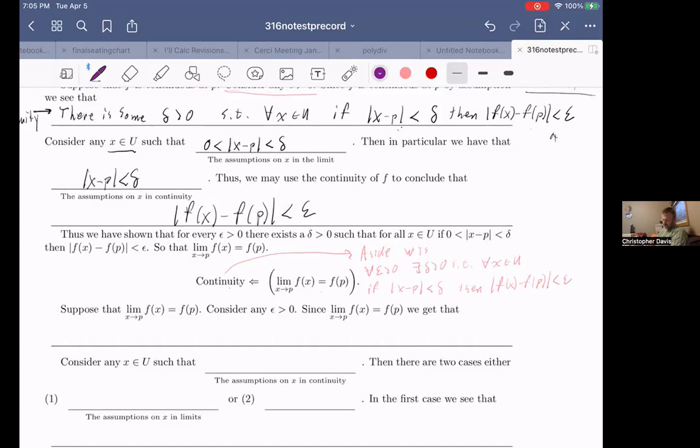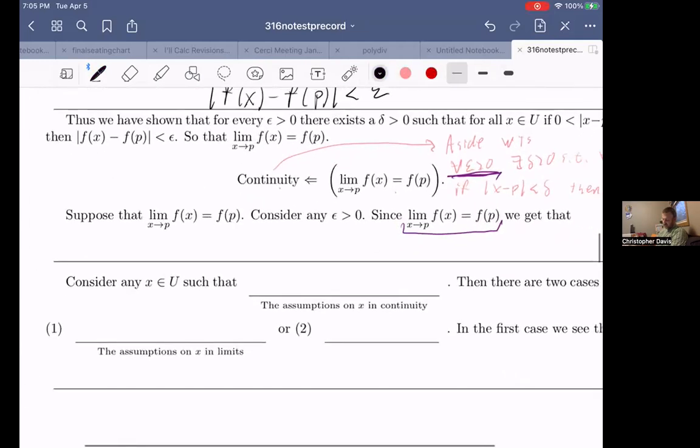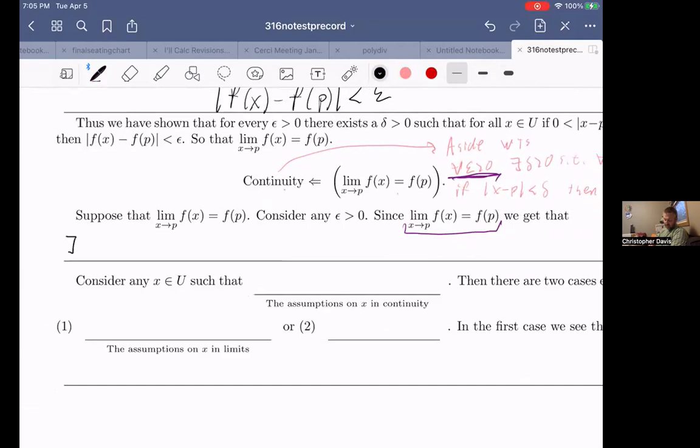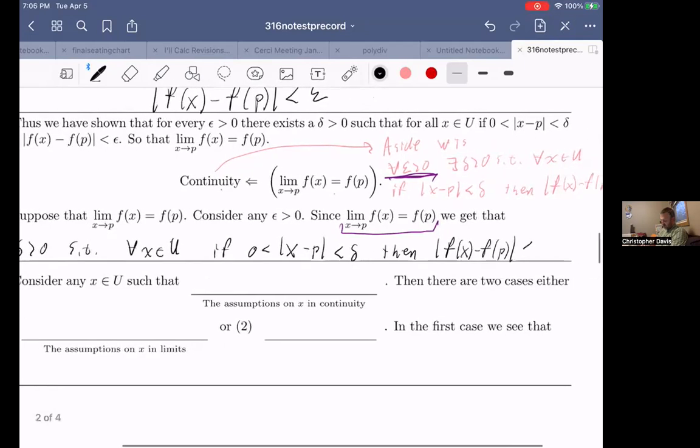I'll consider any epsilon bigger than 0, because the thing I want to show is something for every epsilon bigger than 0. Next, I need to come up with a delta bigger than 0. Well, this gives me a choice of delta bigger than 0. Since the limit as x approaches p of f of x is equal to f of p, we get that there exists a delta bigger than 0, such that for all x in U, if 0 is less than the absolute value of x minus p is less than delta, then the absolute value of f of x minus f of p is less than epsilon.